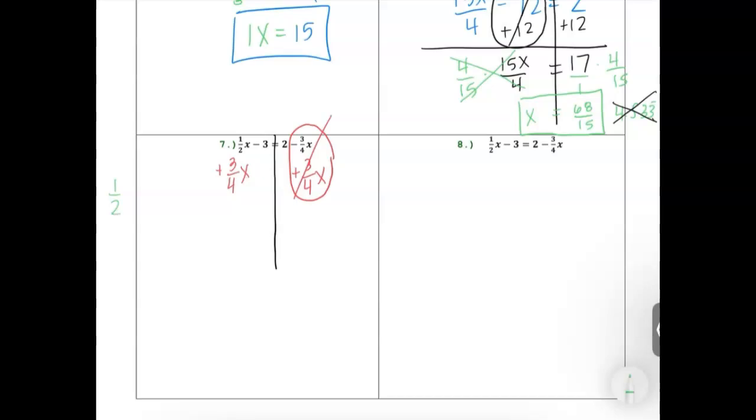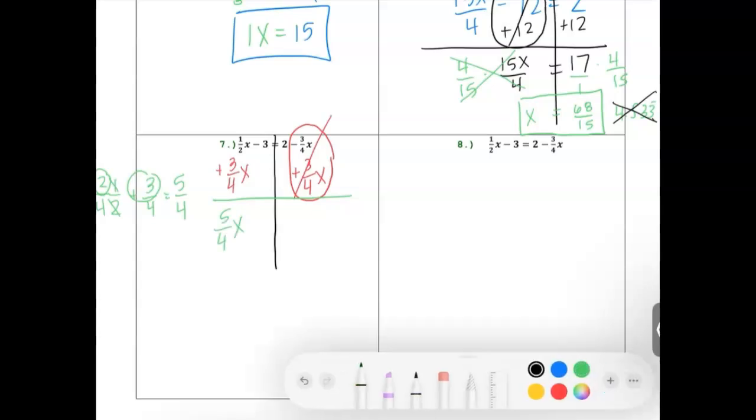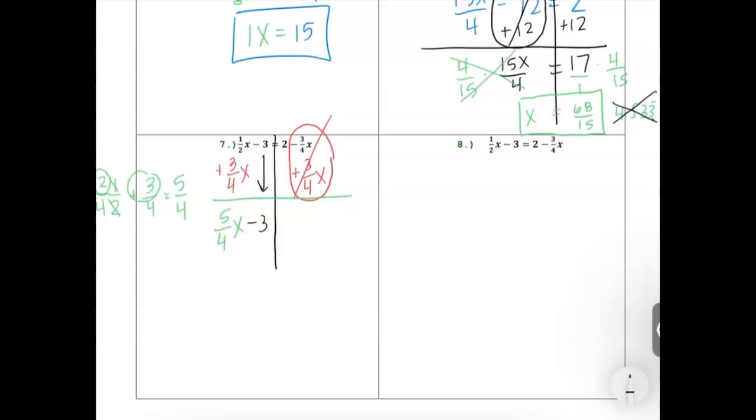If we have 1/2 and we're adding 3/4, to add you need common denominators. So we need this one to be a 4 so that we can add them and have the denominator 4. Well, to get that 2 to be a 4, we multiplied by 2, so that means we multiply the top by 2. So 2/4 is the same as 1/2. So now when we add, we will do the 2 plus 3, and we will get that we have 5/4 x. We'll bring down that minus 3 we didn't use, and we'll bring down that it equals 2.